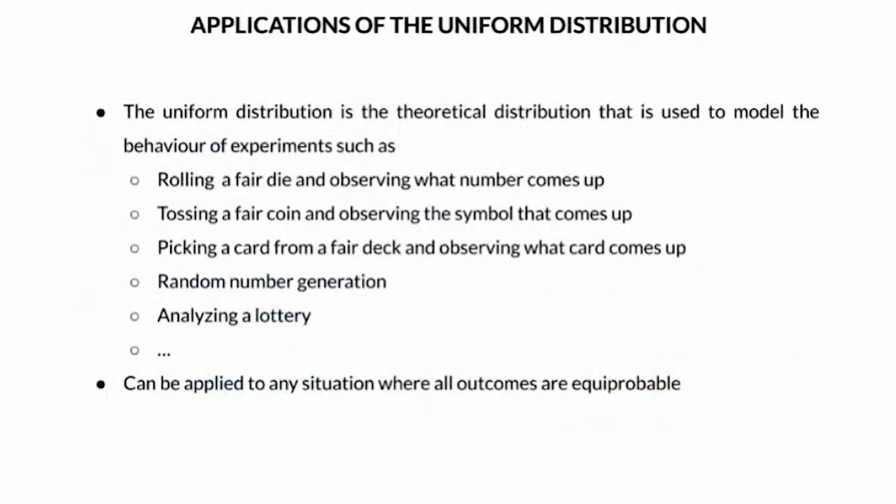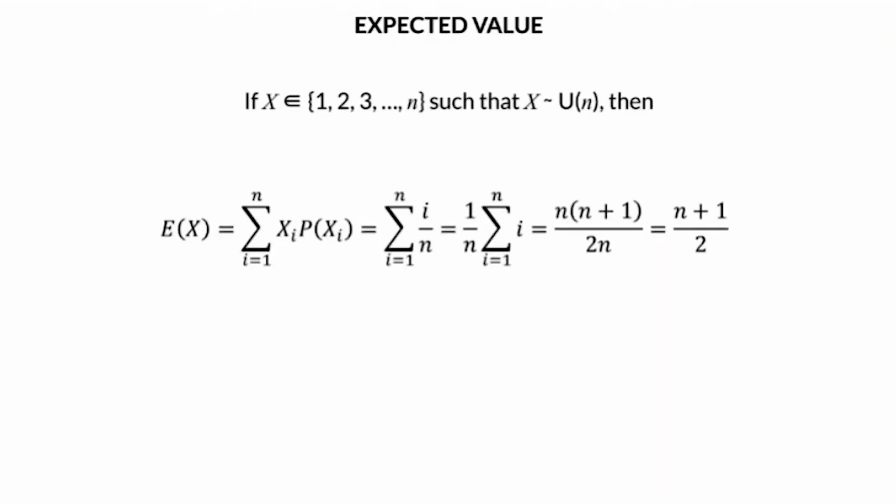Okay, so here are some examples, right? Rolling a fair die, tossing a coin, picking a card, random number generation. So random numbers also use a certain uniform distribution to generate randomness, right? Lottery analysis can also be modeled as a uniform distribution. So wherever you have equiprobable outcomes, you can use the uniform distribution, right? Okay, quickly we'll just look at the formula for expected value and things like that, just so we can solidify our understanding. Okay, and then we'll wrap up the session.